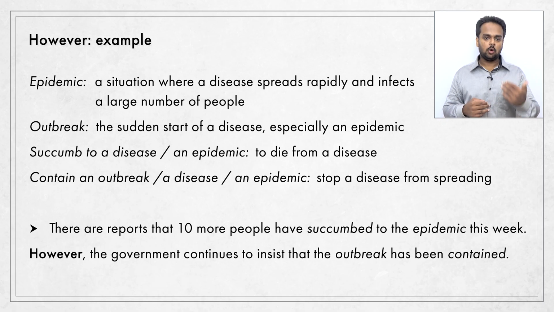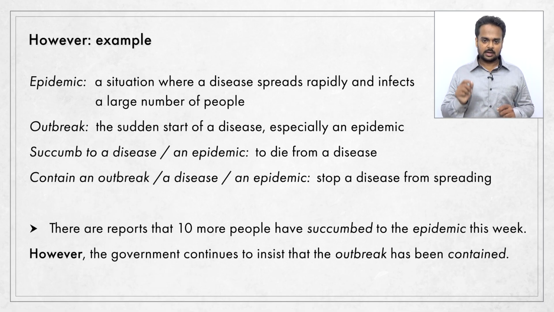So this is an ongoing epidemic. It says 10 more people, so that's in addition to the people who died previously. Now the second sentence presents a contrasting idea. However, the government continues to insist, that is, the government still says strongly that the outbreak has been contained. Government officials are saying that they have stopped the spread of the disease.